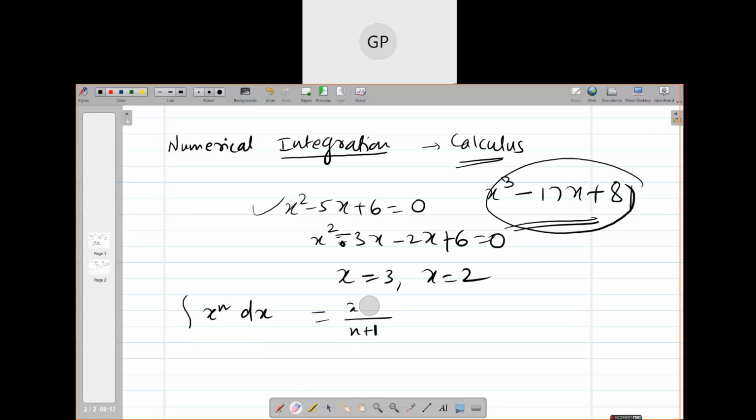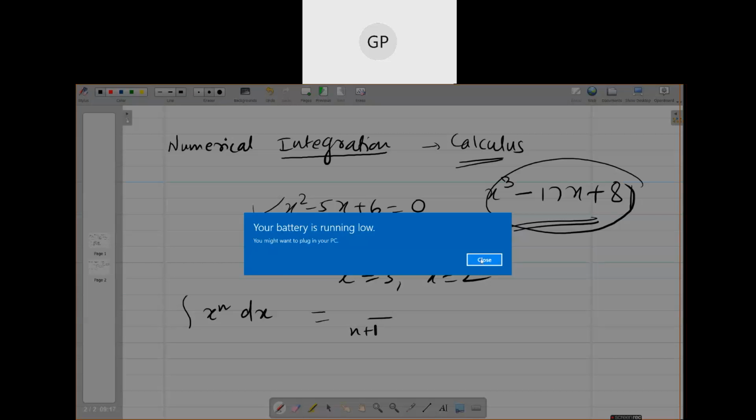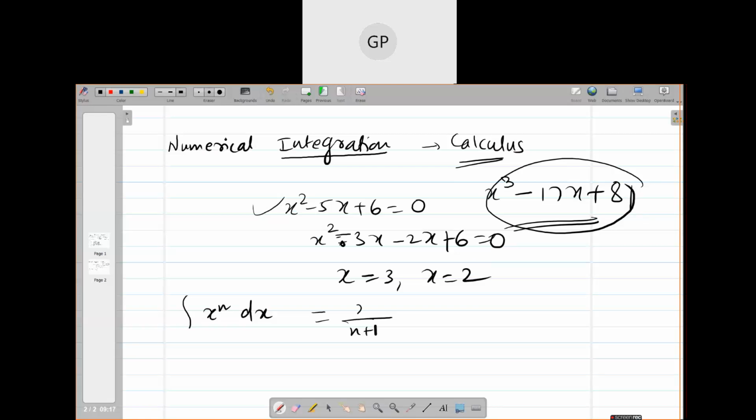I need to write this very carefully. Girls, let me just put my laptop on charging, otherwise it will shut down. Yeah. Just a minute.